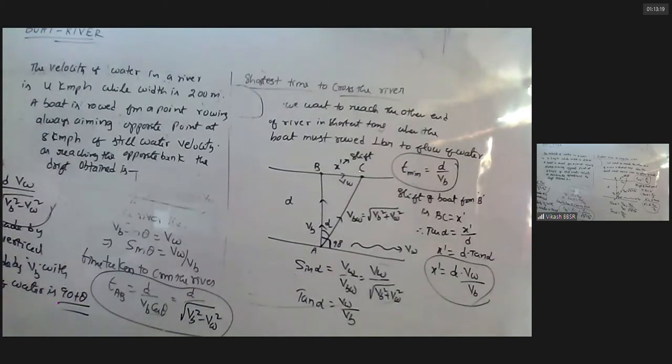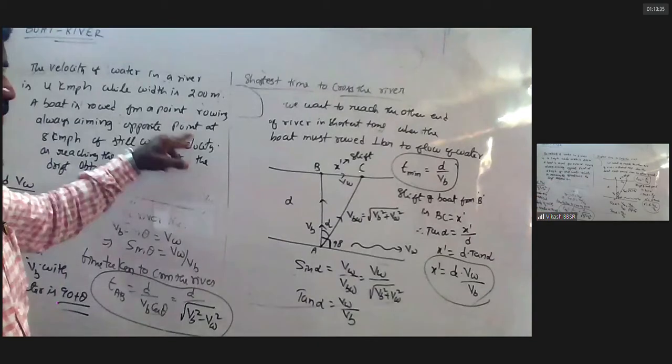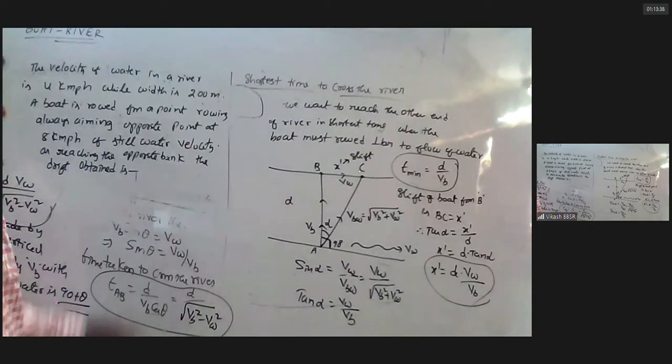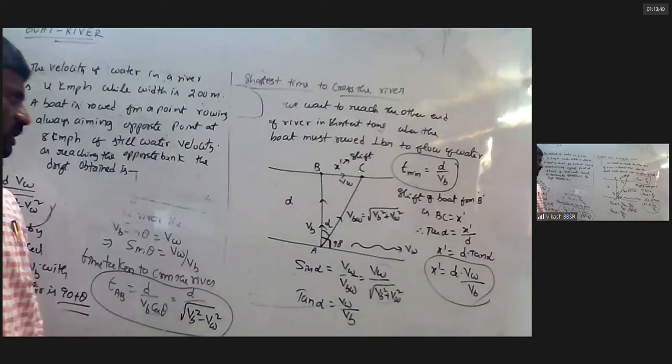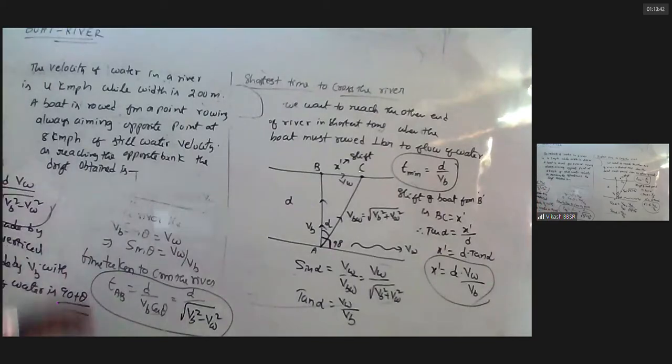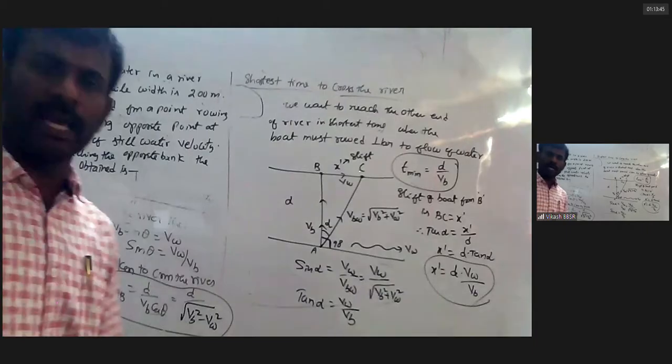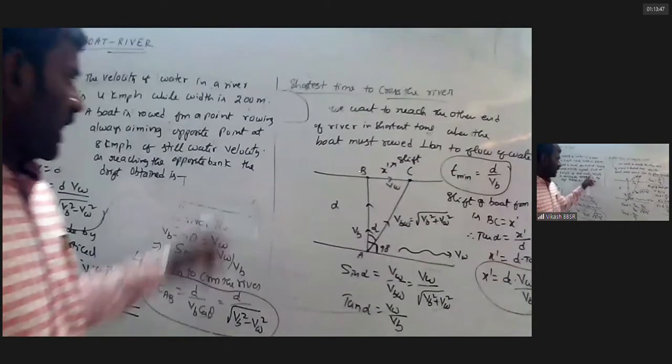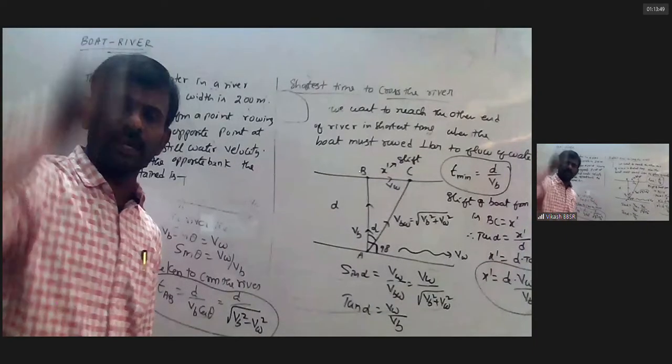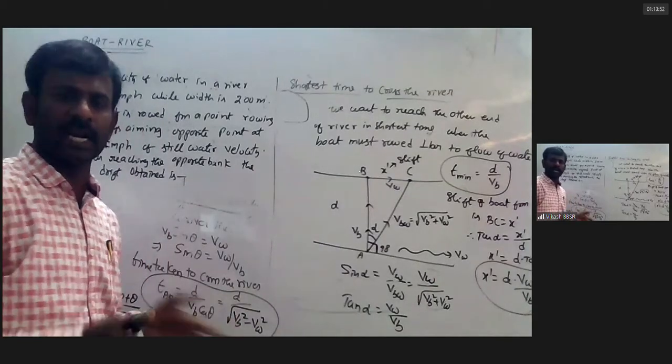See the question. The velocity of water in the river is 4 km/h while the width is 200. The boat is rowed from a point, always aiming at the opposite point, at 8 km/h in still water. On reaching the opposite bank, the drift obtained is asked, drift meaning this side. You know already. Aiming at the exactly opposite point means you can row the boat left side or right side or straight.